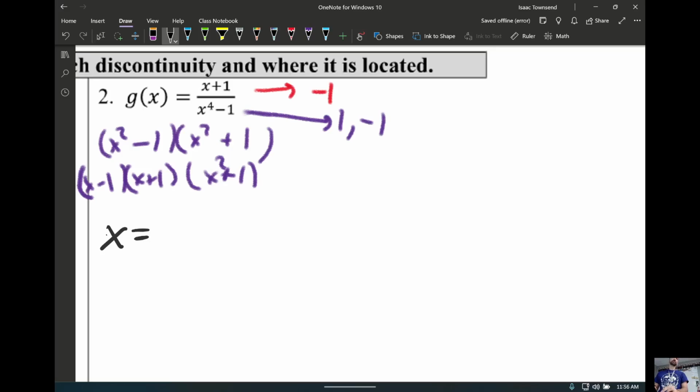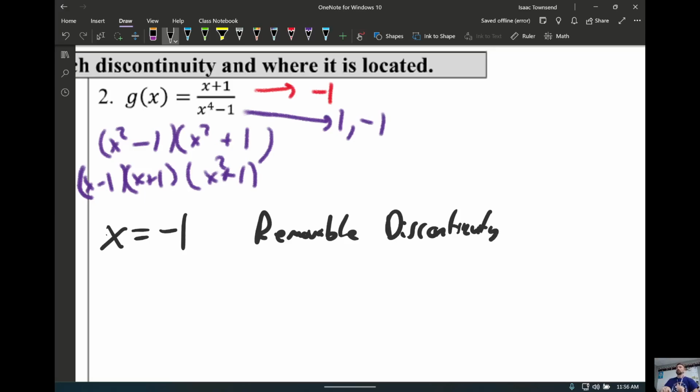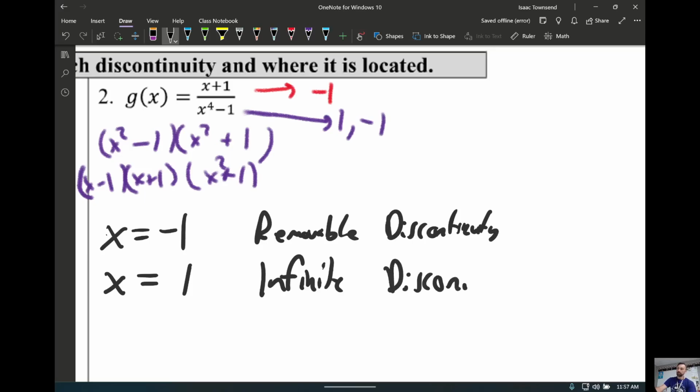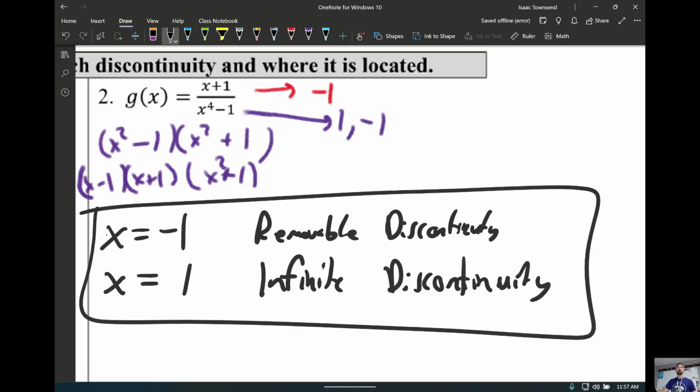Okay, so is there a hole in this question? And if so, where? Okay, at negative one, because it gives you zero over zero. And we call that removable discontinuity. And if there's any numbers that make just the denominator zero, not also the numerator, like x equals one, what would that look like on a graph? Vertical asymptote, and vertical asymptotes are known as infinite discontinuity, because vertical asymptotes go to infinity and negative infinity.